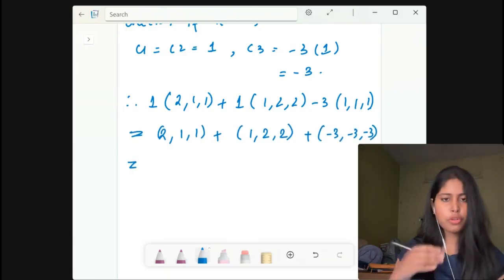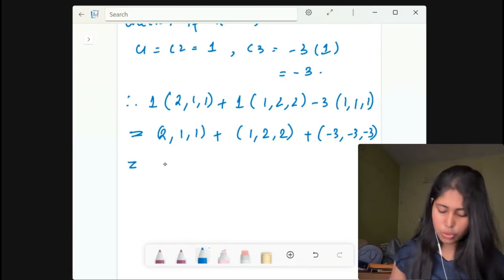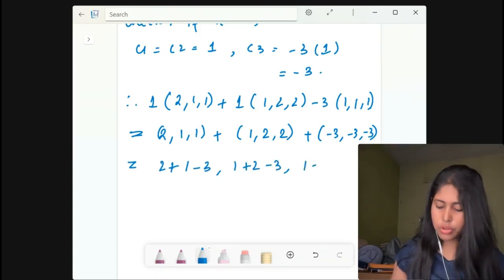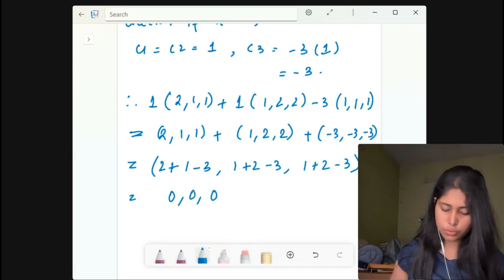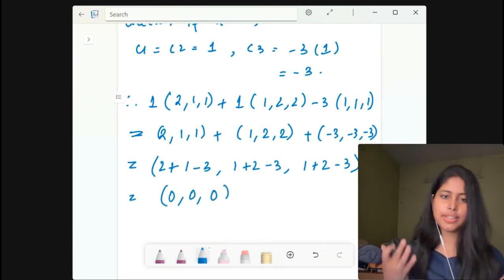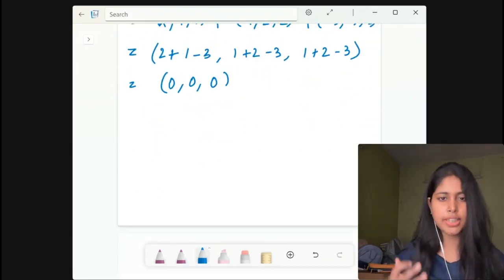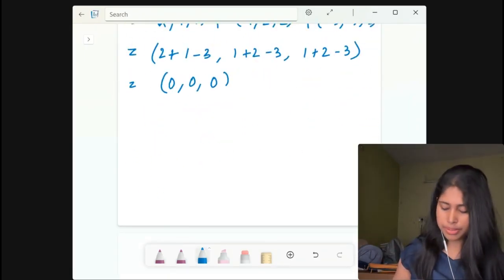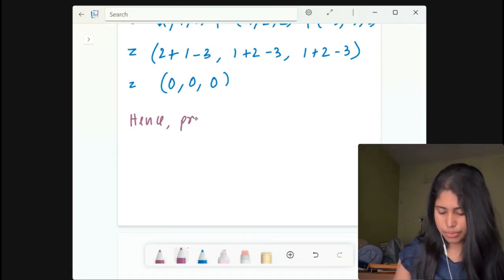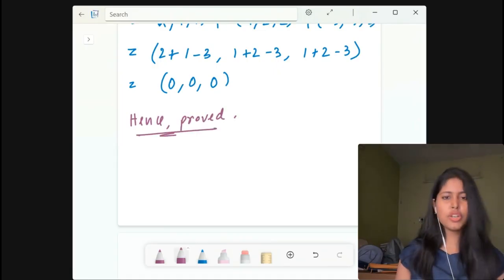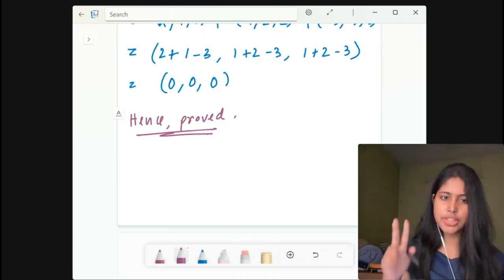Okay, so now if you just add it, what do you get? 2 plus 1 minus 3, 1 plus 2 minus 3, 1 plus 2 minus 3, which is basically (0, 0, 0). And hence we can say that this is proved, that these are linearly dependent vectors. Hence proved. All right.